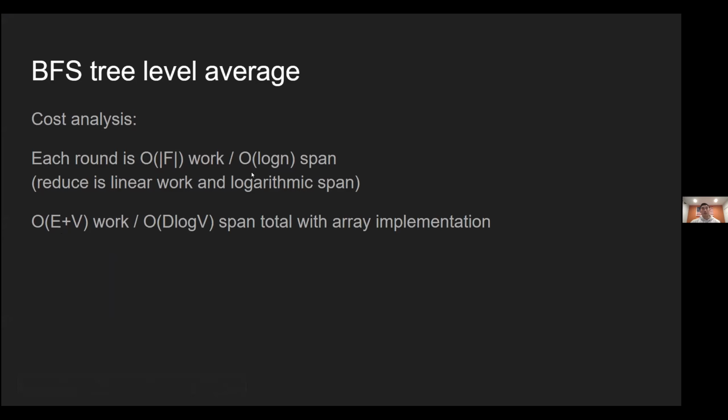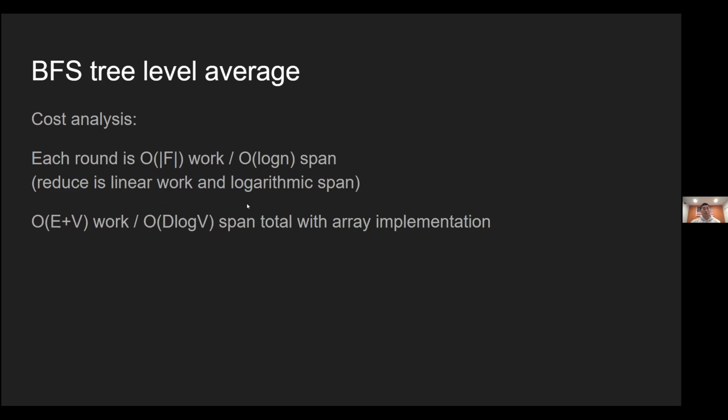This is actually something that might be helpful on the exam if you're asked to write an algorithm for solving something using BFS or DFS in some expected work and span. You can just make sure that each round fits within the expected work and span for standard BFS or DFS, and that will make sure that the overall algorithm is what you expect as well.